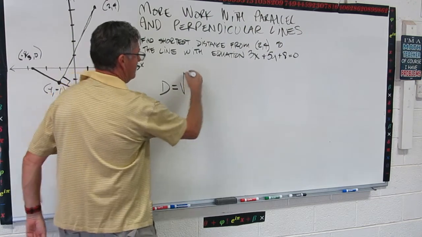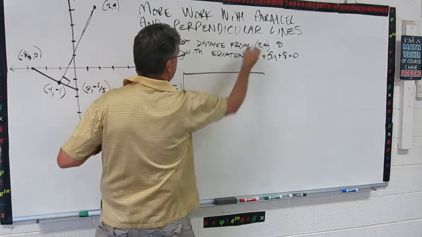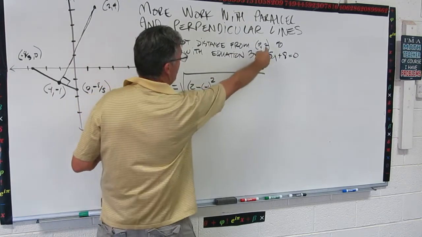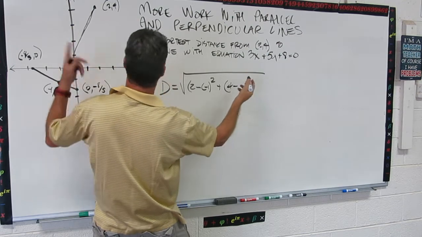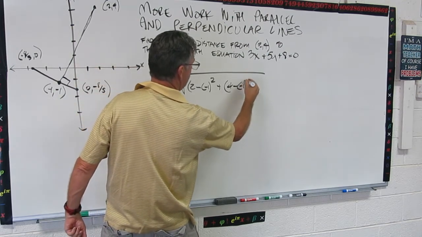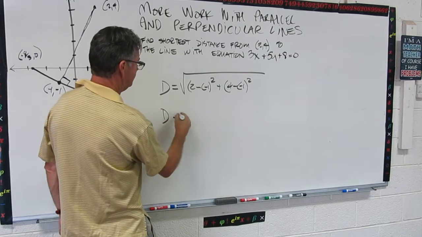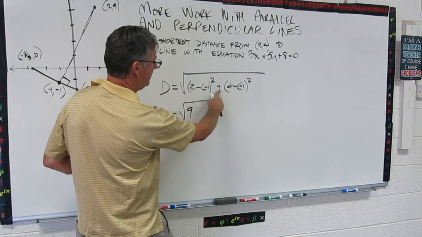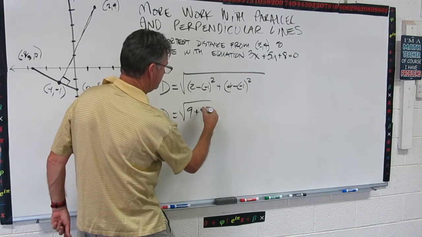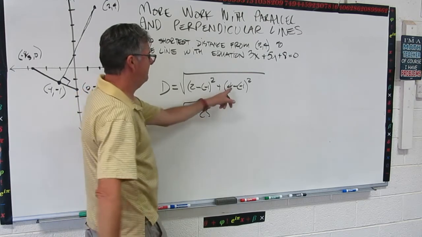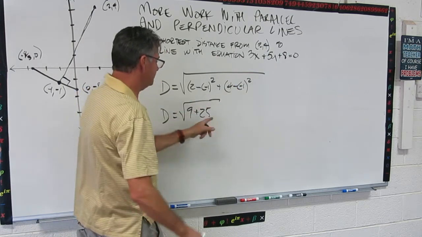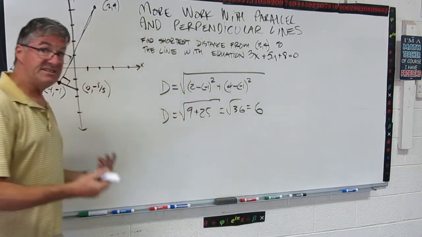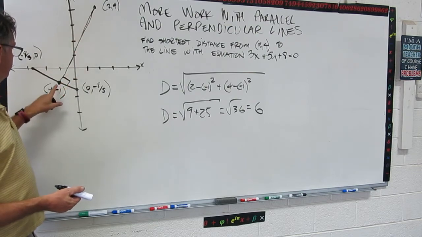Distance is the square root of (x2 minus x1) squared plus (y2 minus y1) squared. Okay, distance equals, that's going to be 3 squared is 9, root of 9 plus 25, right? Because 4 minus negative 1 is 5 squared is 25, which equals root 36, which equals 6. So that's the distance from this point to that point.